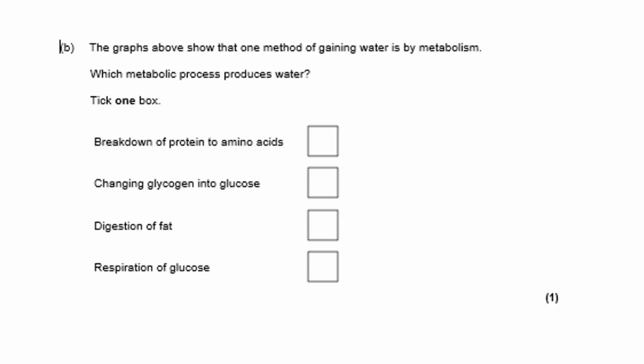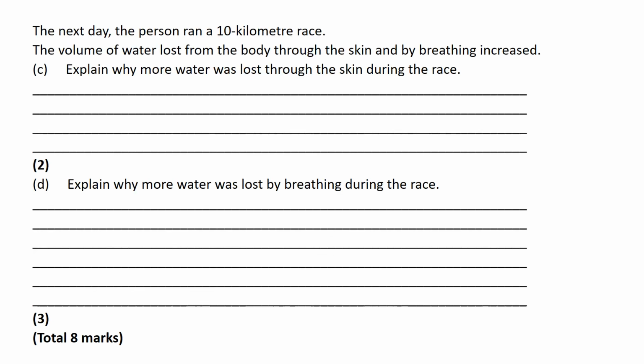Okay, so there's another, just a quick 1 mark question, very common, very low demand. Sometimes they have high demand ones because they're very simple. The graphs show that one method of gaining water is by metabolism. Which metabolism process produces water? Again, this is another lovely link. Breakdown of proteins, changing glycogen to glucose, digestion of fat, or respiration. There's only one obvious answer for me there, but this is for you to answer.